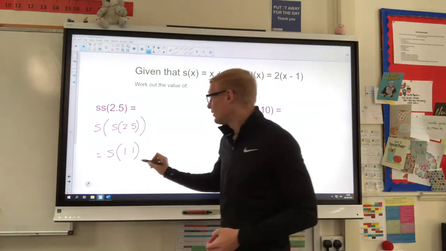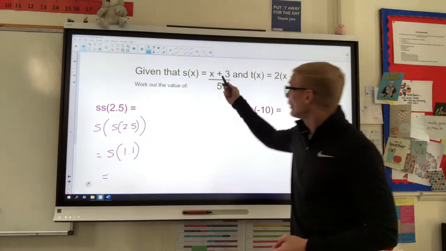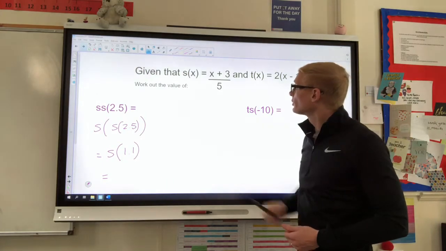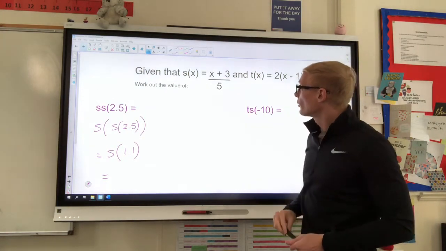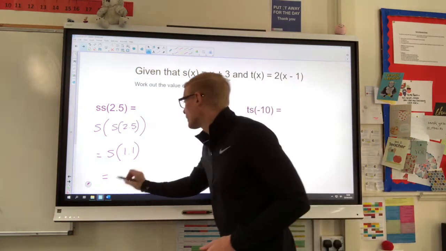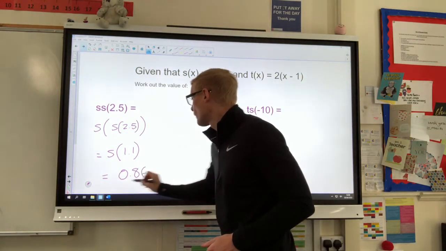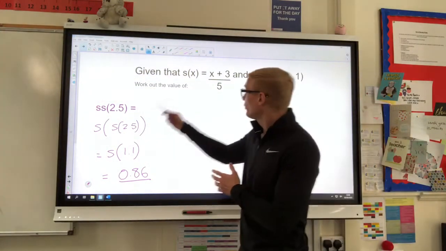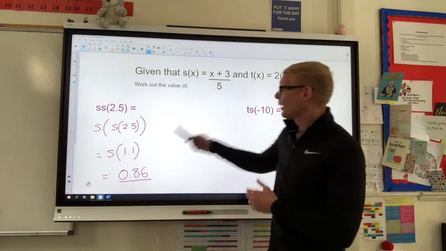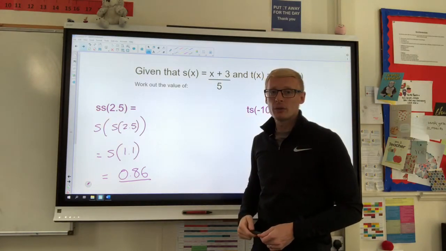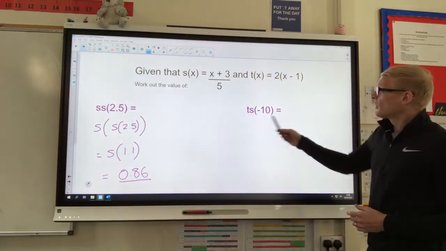Now, to get the end answer, I need to put 1.1 in here. So 1.1 plus 3 is 4.3. 4.3 divided by 5 is going to be 0.86. So 0.86 would be your answer there. So I've put 2.5 in here initially to get 1.1, and then 1.1 in here to get 0.86 as your answer. Okay, same sort of thing with this one.